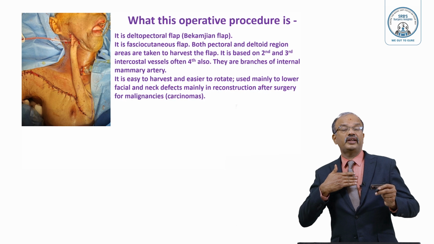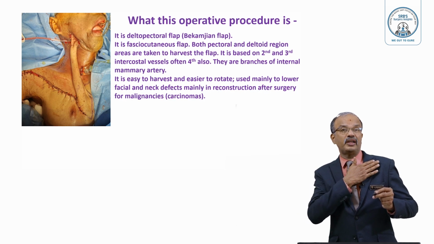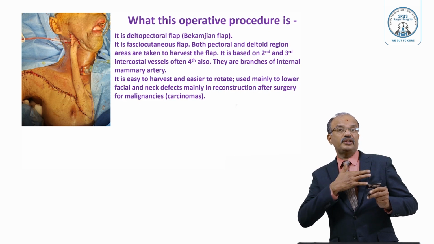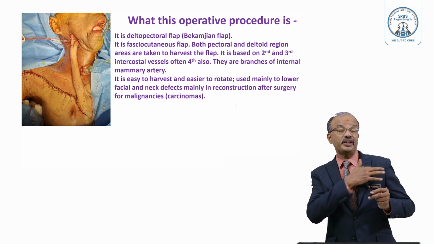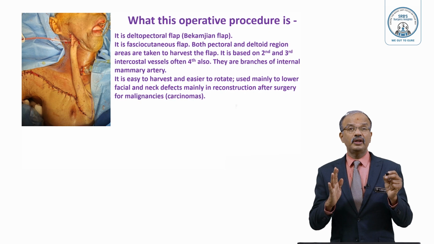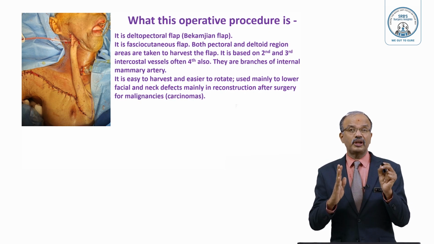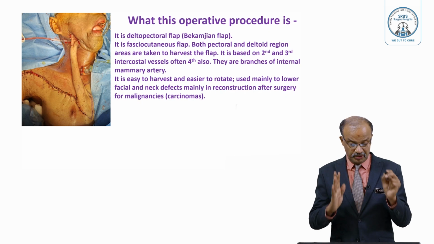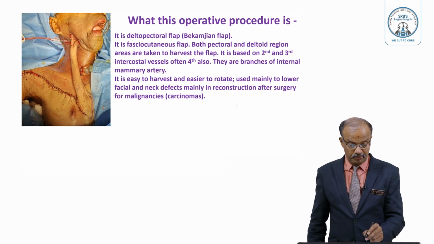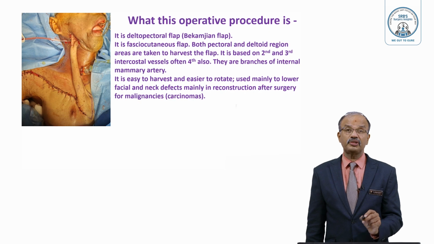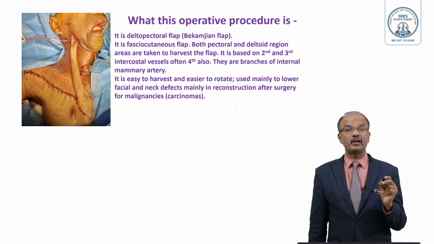Here, the second, third, and fourth intercostal vessels are there. They are the pedicle or blood supply to this flap. So it is harvested in this region. It's a fasciocutaneous flap. It is not a muscular flap or a myocutaneous flap. That is a point which you have to always remember. It's an MCQ question. It's also called the Bakamjian flap, and these intercostal vessels are branches of the internal mammary artery.